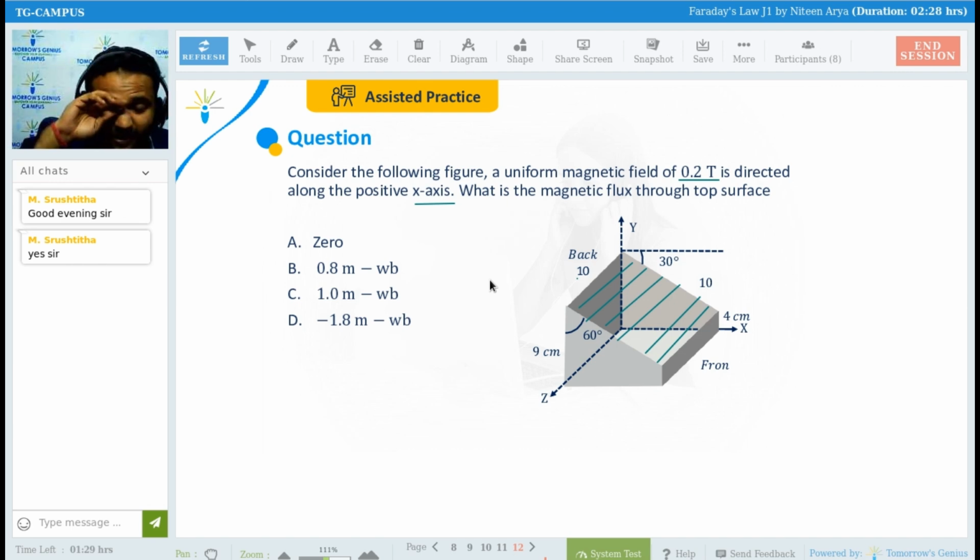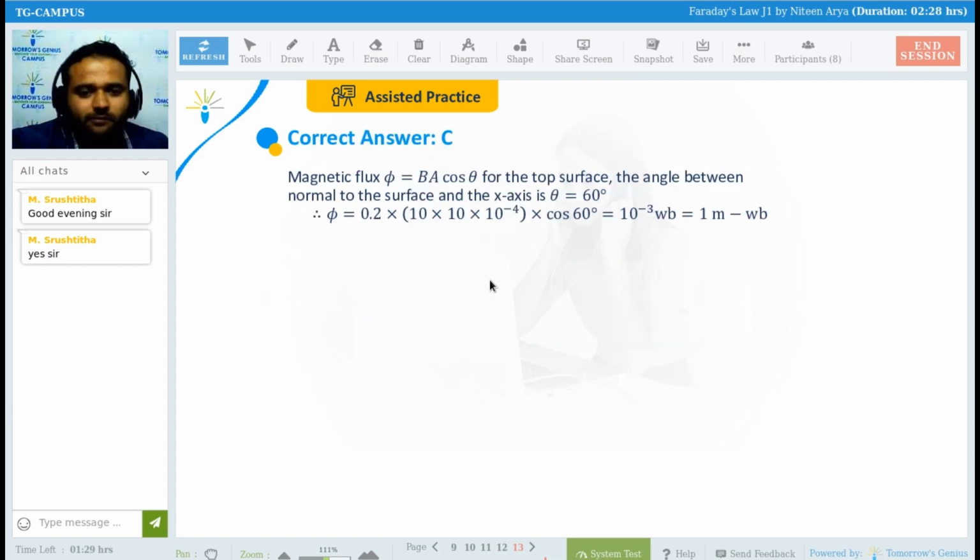Okay, this M is milli, first of all, small m. You understand, na? This small m is milli. Milli means 10 to the power minus 3. I expect a better response, but it's okay. The answer is C. I don't need to explain it to you guys.